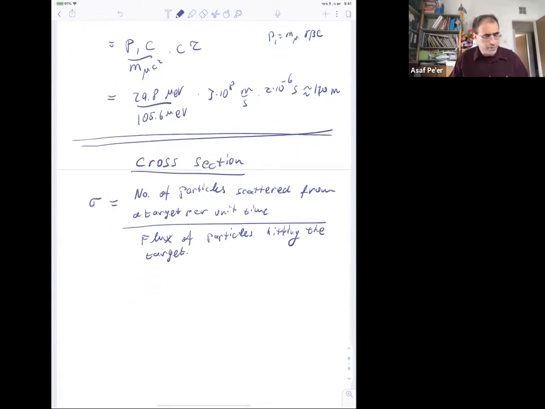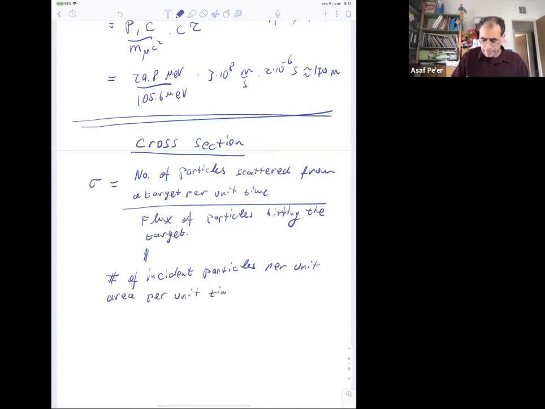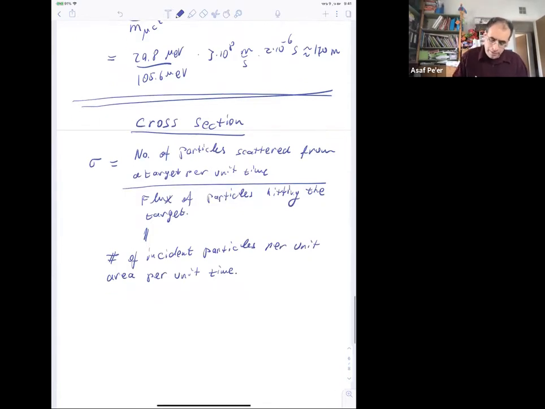Now, the flux of particles hitting the target is the number of incident particles per unit area per unit time. Now this is the flux.